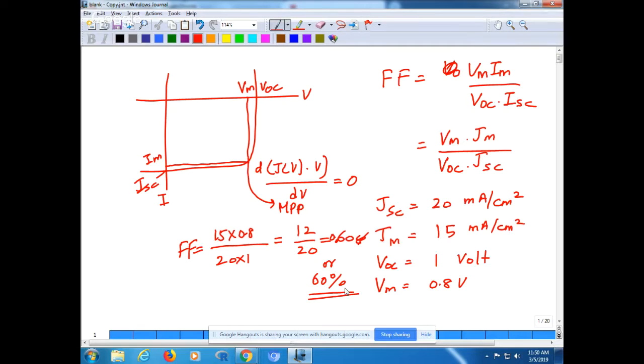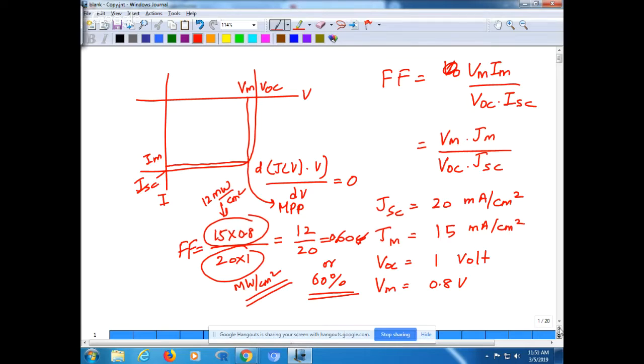So you can say that maximum available to you is 20. You are drawing 15 from it. Okay. So basically, this is in milliwatts per centimeter square. Ideally, you should be extracting 20 milliwatts per centimeter square, and what you are extracting is basically 12 milliwatts per centimeter square. So I hope that is clear in terms of fill factor.